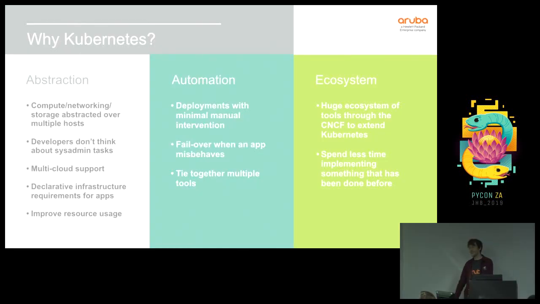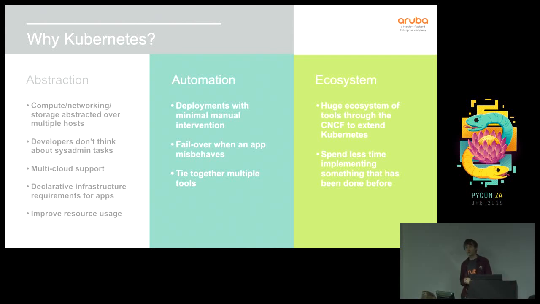Right, so why Kubernetes? Big topic, but these are the three main reasons I see you might want to be using Kubernetes. So to start out, abstraction. Abstracting over several hosts. When you use Kubernetes, you're able to reason about the compute, storage, and networking resources of multiple hosts at once. Because it provides these higher level abstractions, developers don't have to think about sysadmin tasks, like you don't really care what operating system is running on a particular host or what version of what package you have there. A lot of that is just abstracted away.